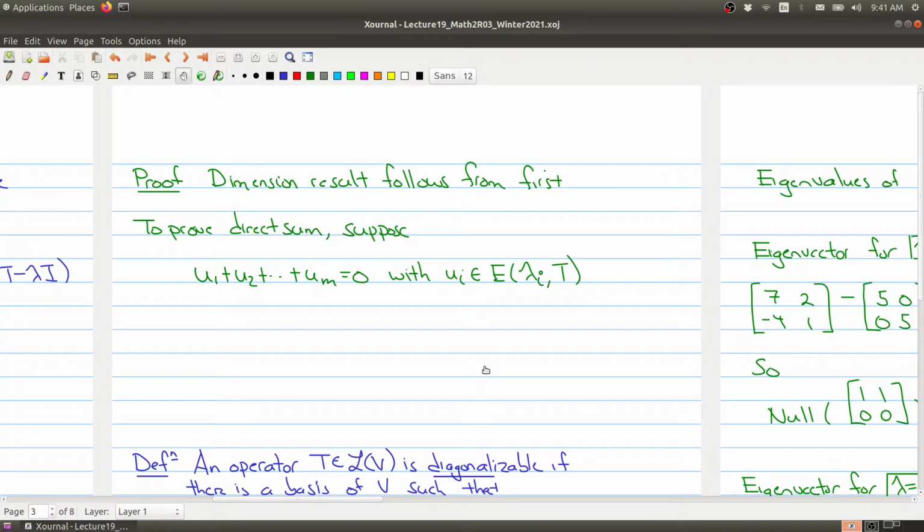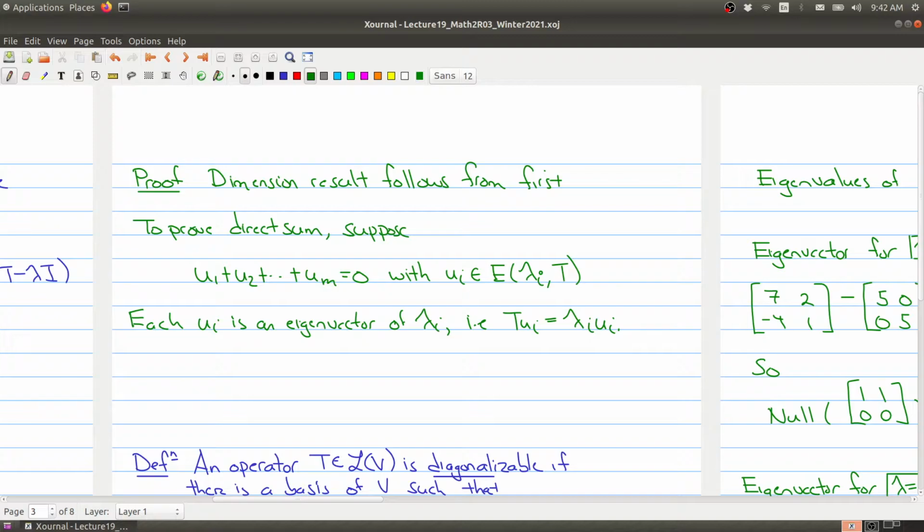Remember how you do this: you want to show something's a direct sum, so you want to show that anytime you can sum up to 0, each of the individual elements has to be 0. So let's say we have u1 plus u2 up to um being equal to 0. Now what we know is that each ui is an eigenvector of lambda i. I.e., how does ui get inside of this space? It satisfies the property that when you evaluate T at ui, it's the same thing as multiplying ui by lambda i.